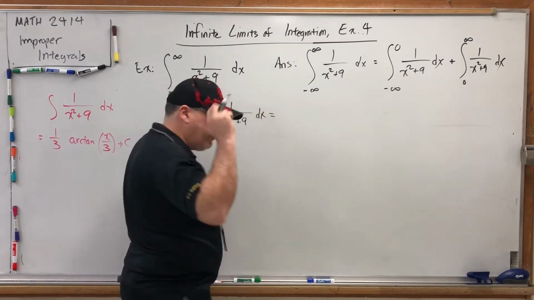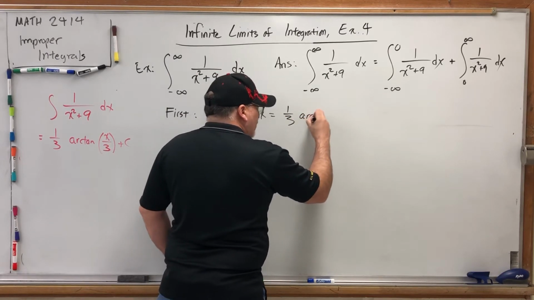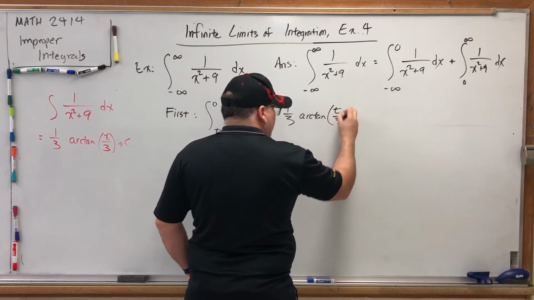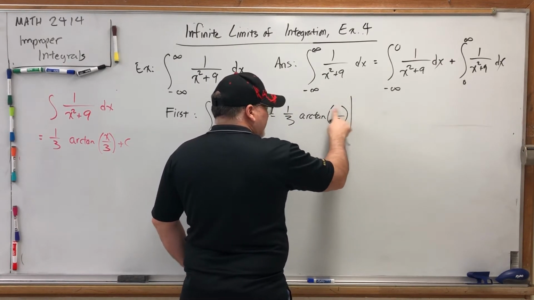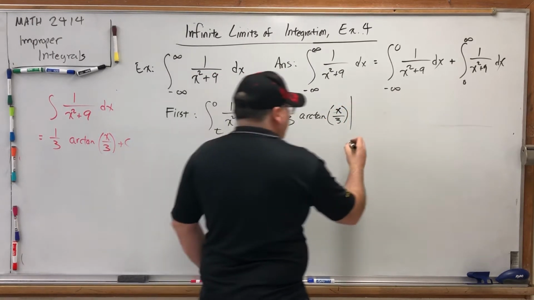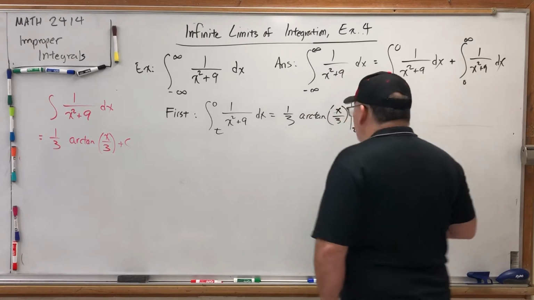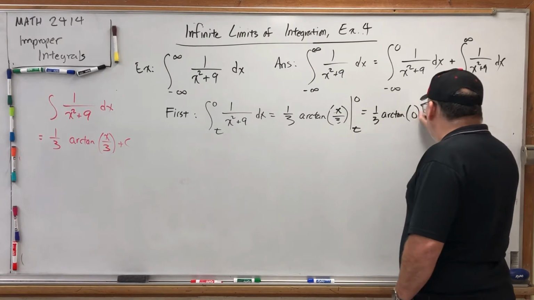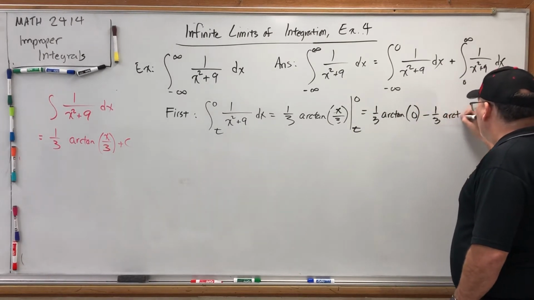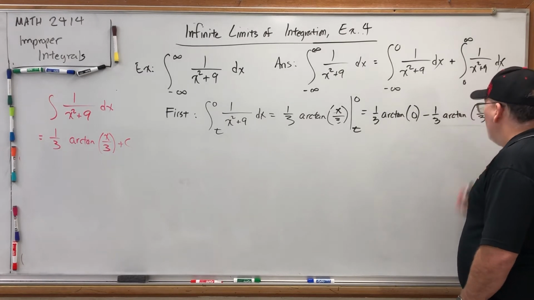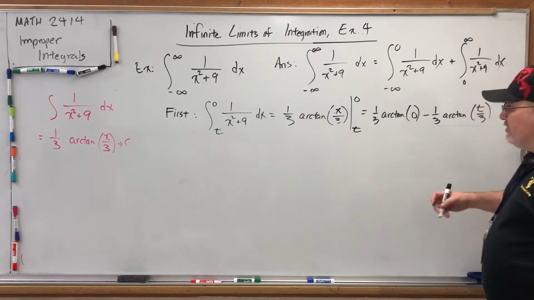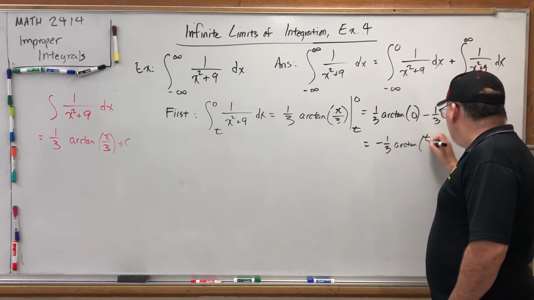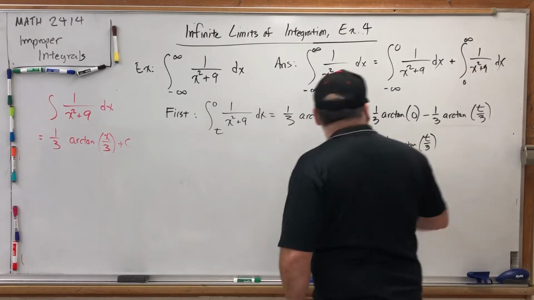Well, we already know the antiderivative. It's 1/3 arctangent of x over 3, evaluated from t to 0. So 1/3 arctangent of 0 over 3, which is 0, minus 1/3 arctangent of t over 3, but arctangent of 0 is 0, so this definite integral is just equal to negative 1/3 arctangent of t over 3, because this is 0.